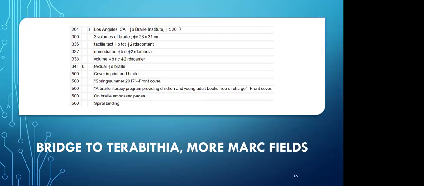Here are some more MARC fields of the Bridge to Terabithia. So these are MARC fields 264 through the 500 field. Notice the 300 field, the physical description, records that there are 3 volumes of Braille. In the first 500 field, general note, records that the cover is in print and Braille. And the fourth 500 field informs you that the Braille is on embossed pages.